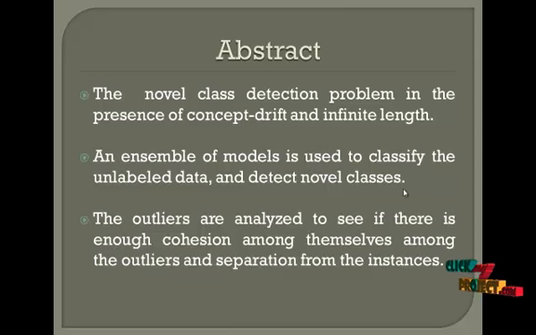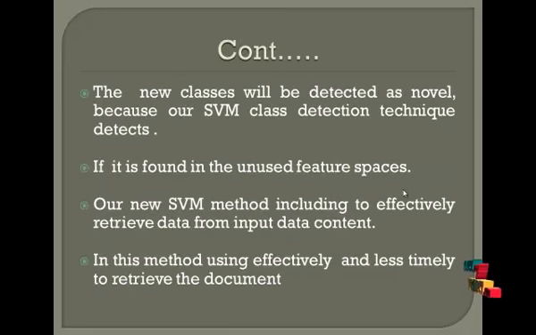In that process, unlabeled data is the unwanted data and unrelated documents for our process. The outliers are analyzed to see whether there is ensemble consensus among the outliers and their separation from the instances. The outlier is nothing but data belonging to another data. This data is the related content versus the unrelated content that we are finding for our process.